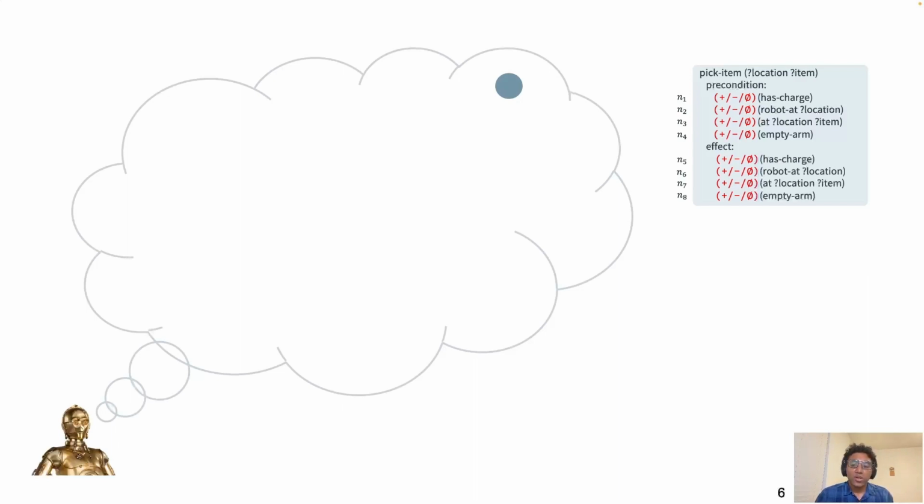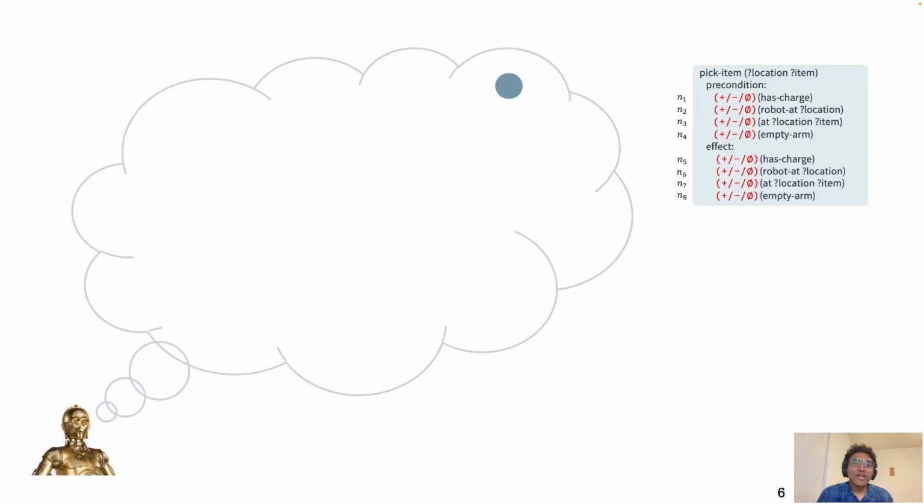So each of the predicates in the user's vocabulary can appear in each capability's precondition or effect in three possible forms: positive, negative, or absent. Meaning it can be a positive precondition or positive effect, a negative precondition or negative effect, or it can be absent in the precondition and or effect.